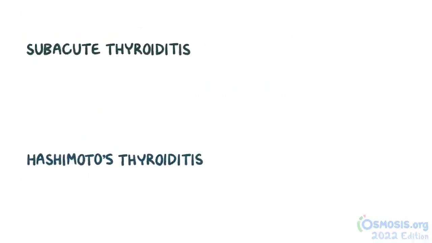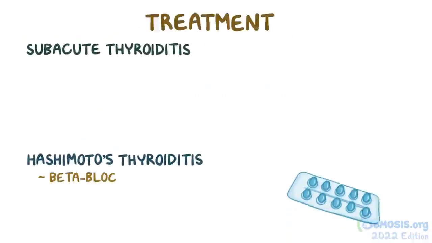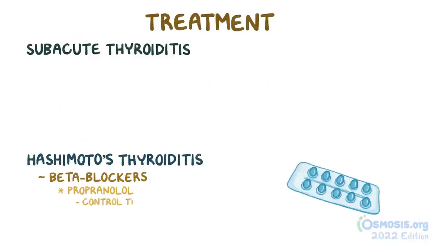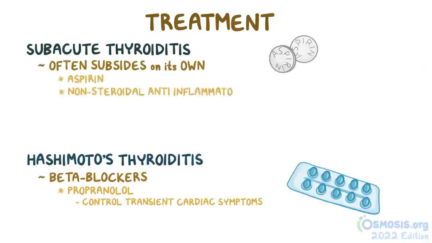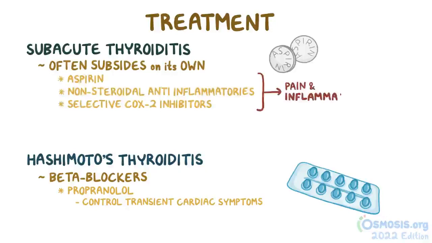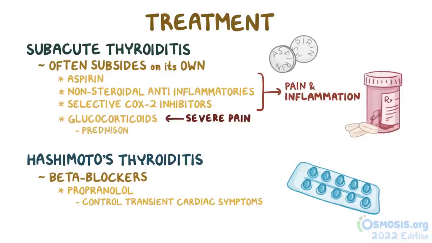Thyroiditis requires fairly unique treatment. Hashimoto's thyroiditis often requires beta blockers, like propranolol, to control the transient cardiac symptoms of hyperthyroidism. Hyperthyroidism due to subacute thyroiditis often subsides on its own over time, so medication like aspirin, nonsteroidal anti-inflammatories, or selective COX-2 inhibitors are used to help with pain and inflammation. For more severe pain, glucocorticoids like prednisone can be used.